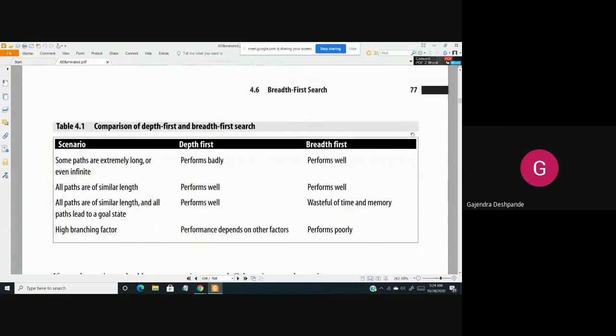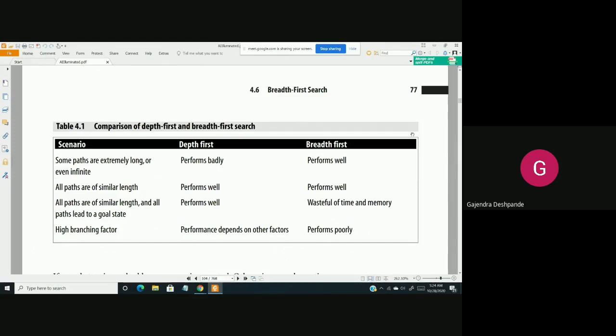Now this is a simple table which explains how DFS performs and how BFS performs in a given scenario. So there are around four scenarios. And it explains whether DFS performs badly or performs well. Similarly, whether BFS performs well or performs badly.